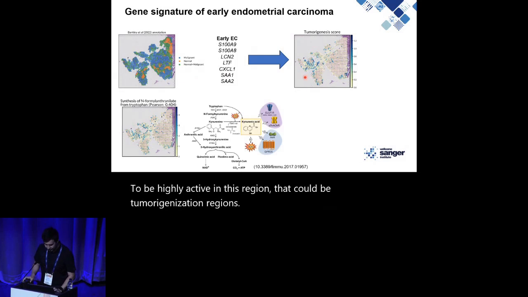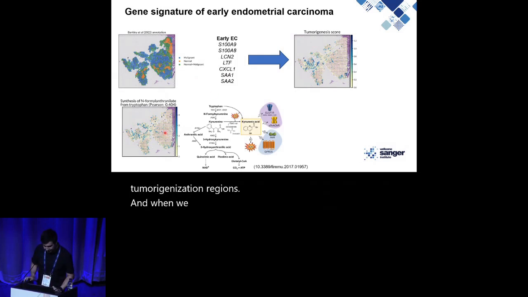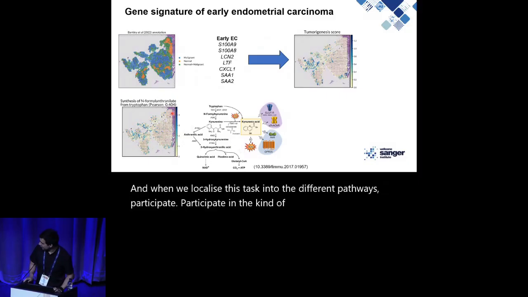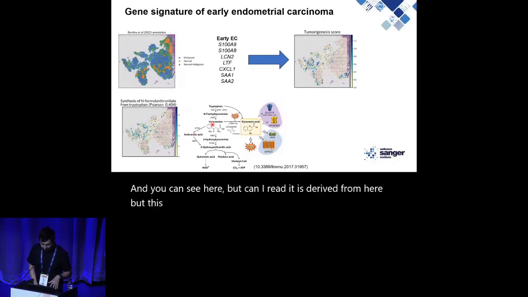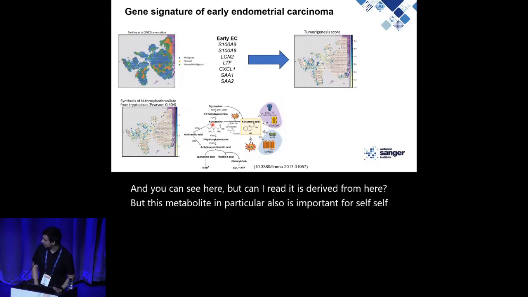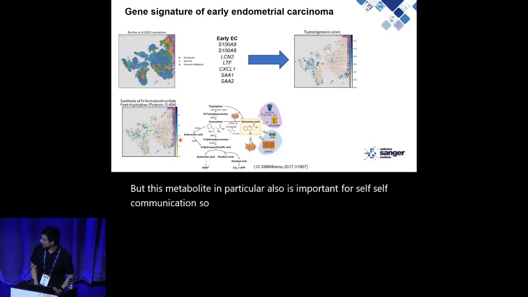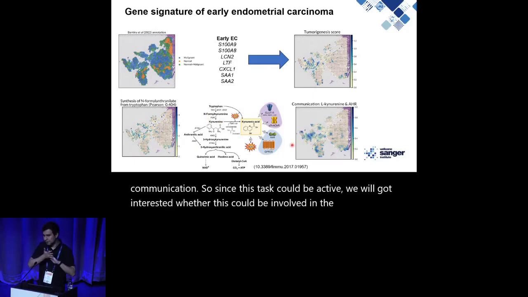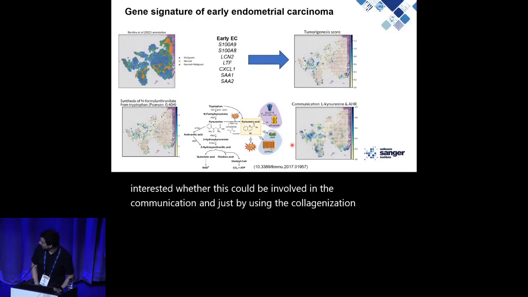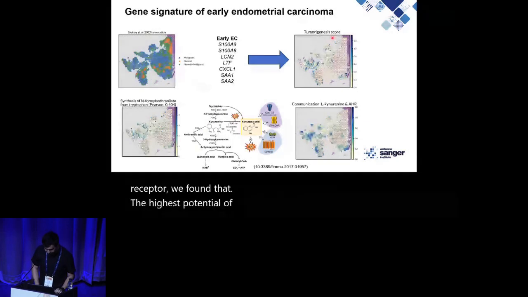And when we localize this task into the different pathways it participates in, there is the kynurenine pathway. And you can see here, kynurenine is derived from here. But this metabolite in particular is also important for cell-cell communication. So since this task could be active, we got interested in whether this could be involved in the communication. And just by using the colocalization with the receptor, we found that the high potential of communication is also consistent with this tumorigenesis score, and also significantly important.